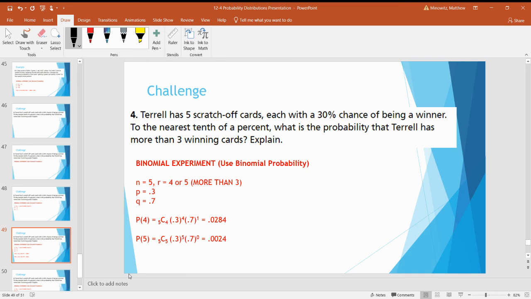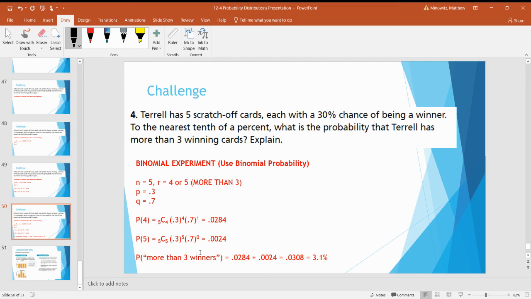So I found the probability of 4. I find the probability of 5, and then I add these two to get more than 3, because those are the only 2 things that can happen to get more than 3. I can't have 6 winners and 5 cards. That doesn't make any sense. 0 winners is a problem. 1 winner is a problem. 2 winners is a problem. And since it says more than, not greater than or equal to 3, I can't include 3. So those are some of the challenges that I see.